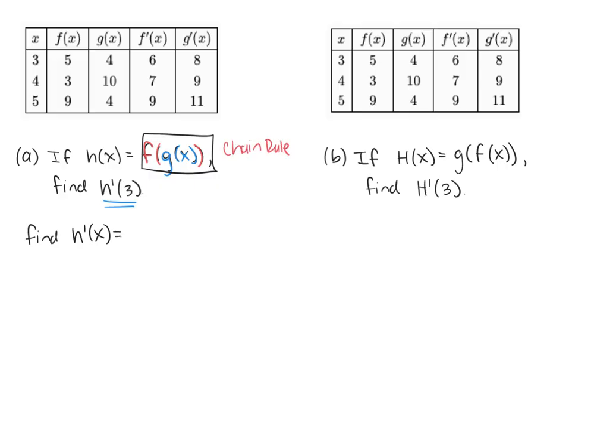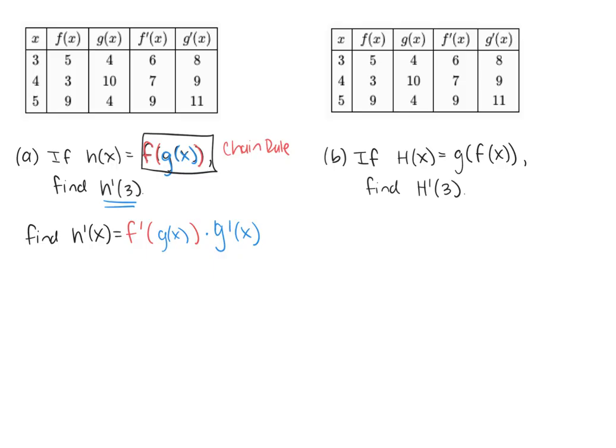So recall that the chain rule says that we're going to take the derivative of the outside function. So I'm going to use that prime symbol, f prime, the derivative of the outside function. And then we're going to multiply it times the derivative of the inside function. So we're going to multiply it by g prime of x, and that's what the chain rule tells us to do. So h prime of x is f prime of g of x times g prime of x. So let's go ahead and do that.